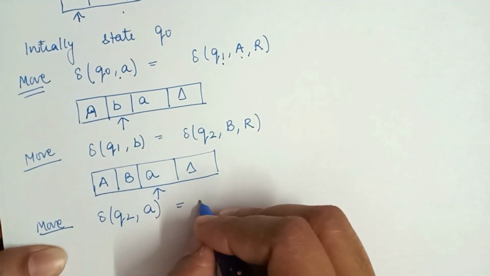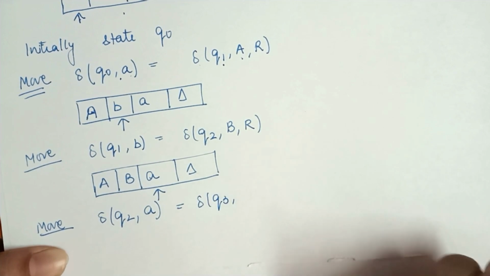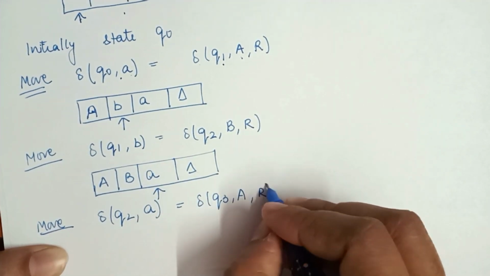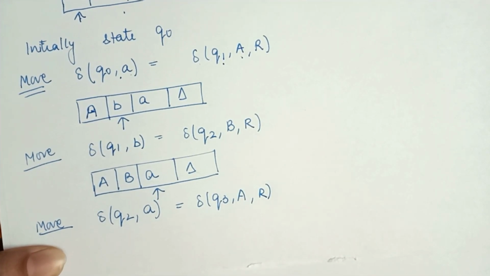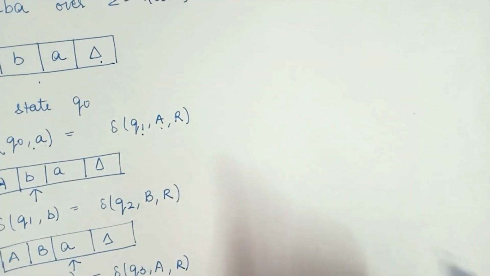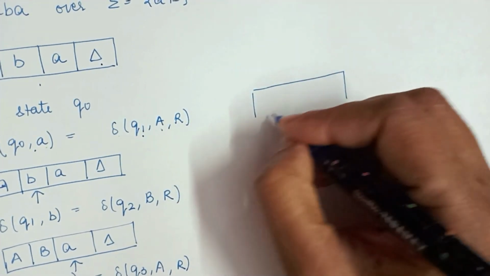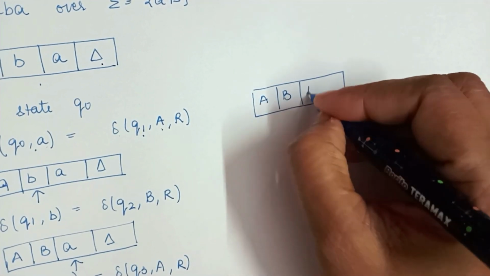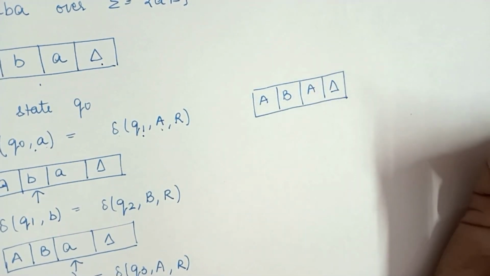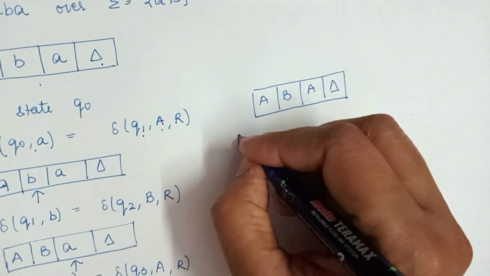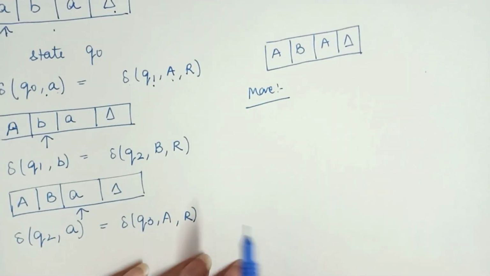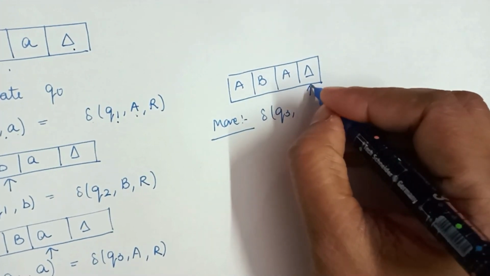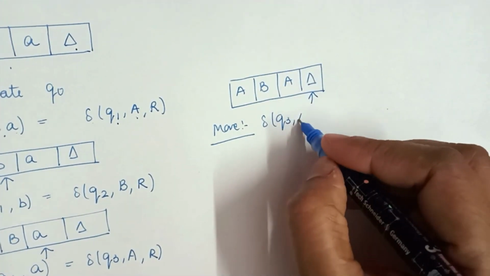So this will give a new state, that is Q3. This small a is replaced by capital A, and then we move right on the input tape. Now the current position on the input tape is like this: A, capital B, capital A, and delta. Right now we are on the Q3 state, so the state is Q3 and the input tape head is at delta.